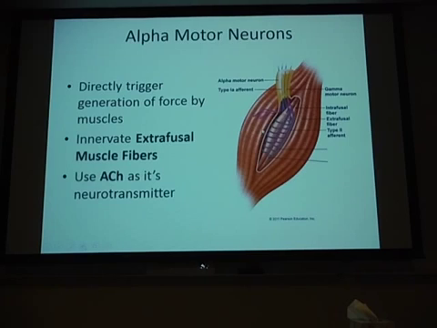Acetylcholine receptors on the extrafusal muscle are going to take up that acetylcholine, and when they do, if it depolarizes the cell, it's going to create an action potential that's going to travel in both directions along that muscle fiber.